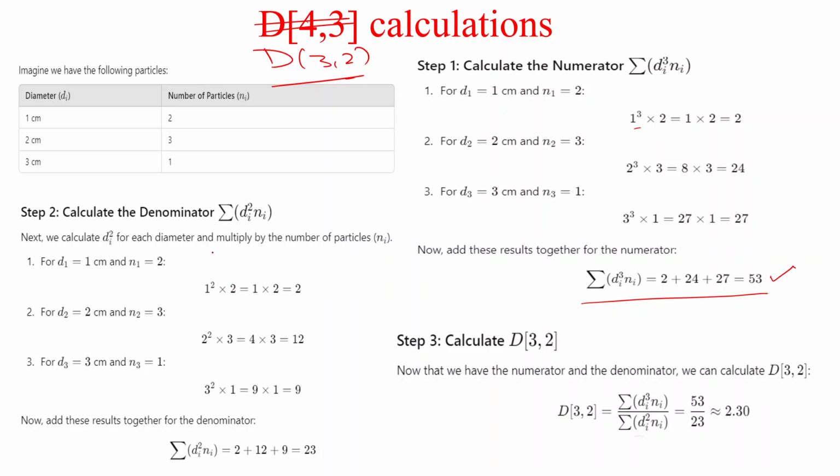Now here also if we calculate the denominator, then we have 2 particles of 1 centimeter size, 3 particles of 2 centimeter size, 1 particle of 3 centimeter size. Then if we sum it, 23, and then if we divide the 53 by 23, we will have 2.3 as the D32 value. Okay, so this way we are calculating the D43 and D32 values. If somebody asks you the numerical also, then you can solve it.